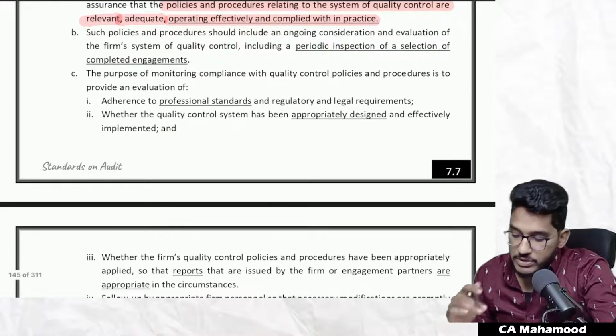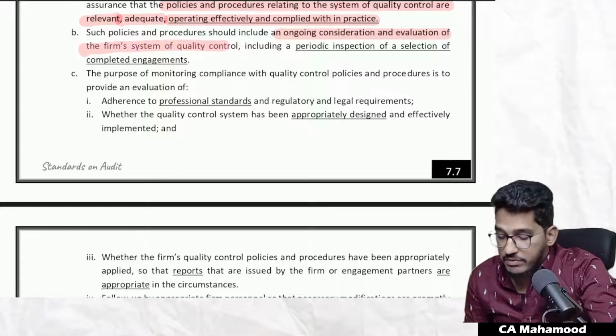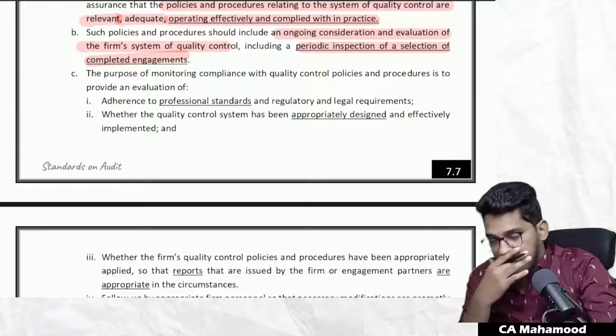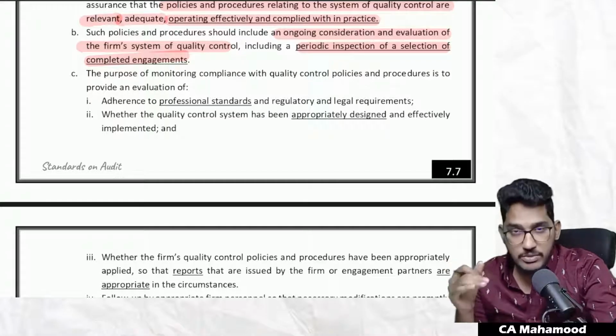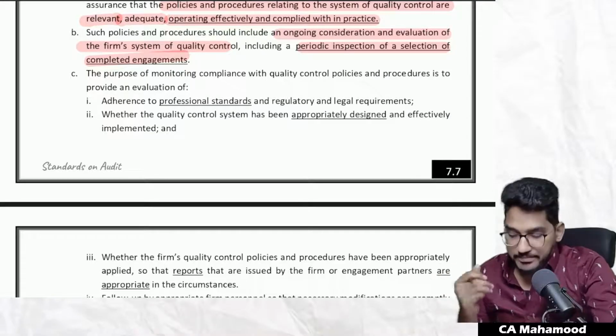So such policies and procedures should include ongoing consideration and evaluation of the firm's system of quality control, including periodic inspection of a selection of completed engagements. Sir, how can you come to know whether policies and procedures are followed or not? Take a sample of completed engagements and verify them.